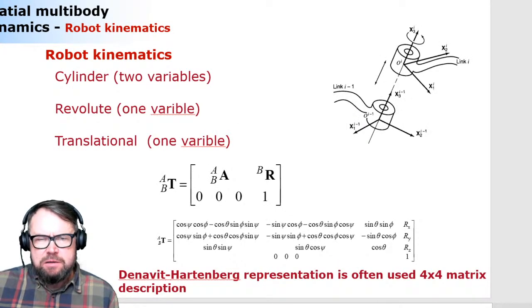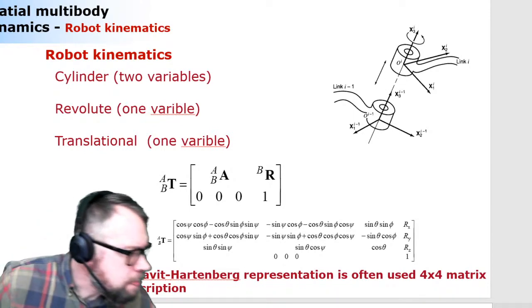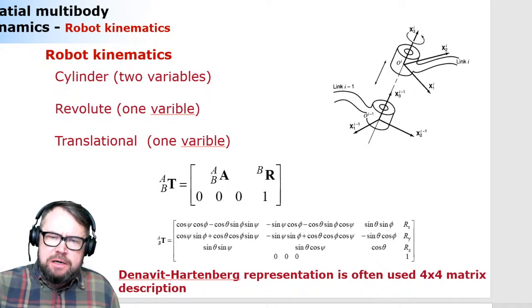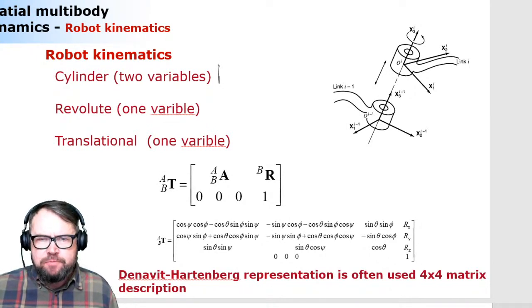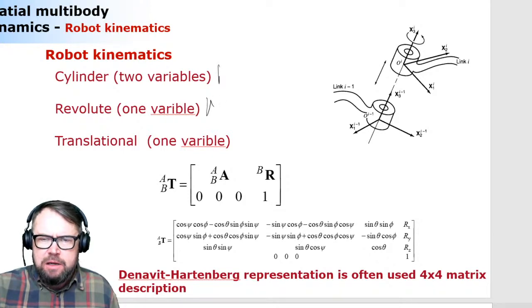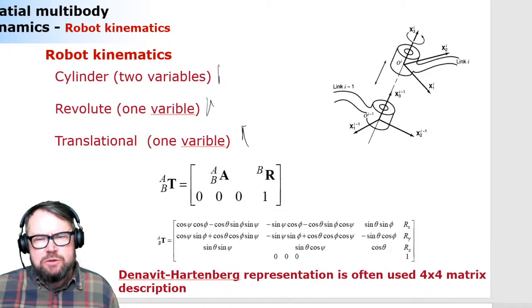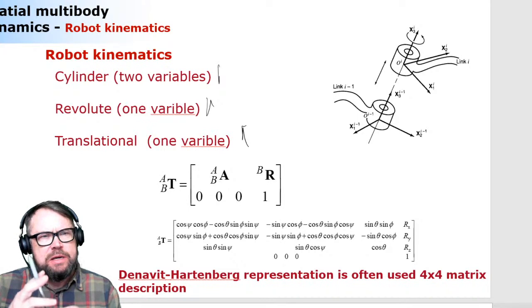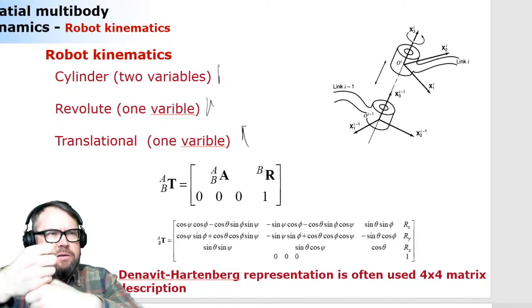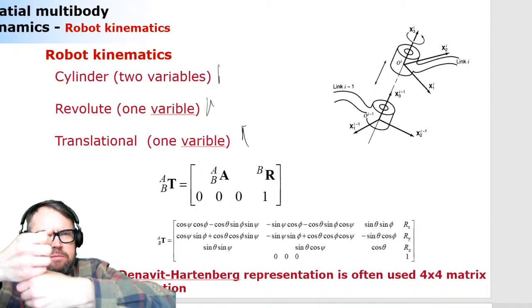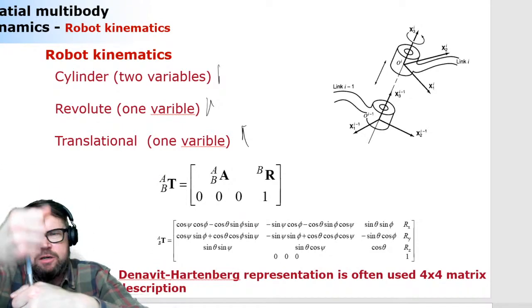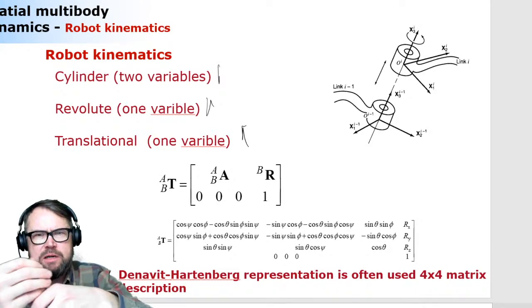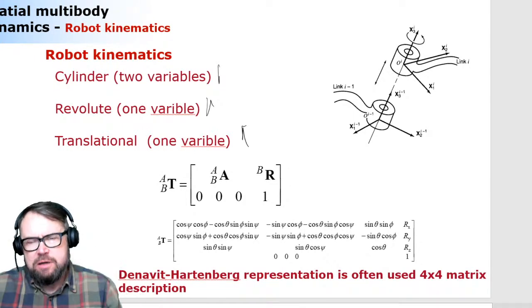Okay, these are the typical joints used in robotics. So you can find cylindrical joints, revolute joints, translational joints. In cylindrical joints, there are two ways there could be relative rotation between neighboring bodies. It could be this rotation and this kind of rotation. Let me see if it is clear. This rotation and this rotation. A revolute joint is only like this. And in a translational joint, there's only this relative translational motion.